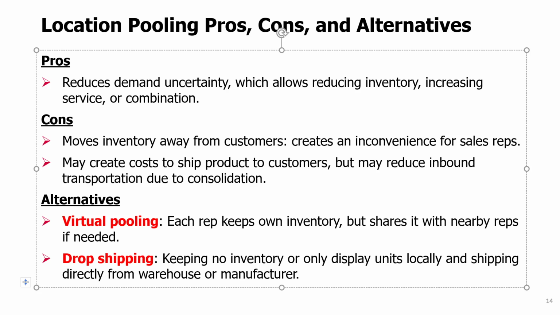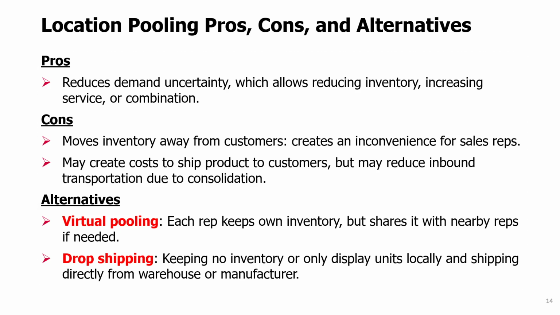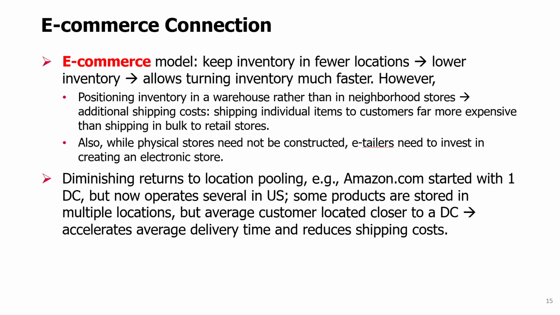Another idea is drop shipping. Drop shipping just keeps no inventory in territories or in local locations, and just displays units perhaps, and then ships directly from a warehouse or directly from a manufacturer. Of course, this has other disadvantages, but it can also provide an equivalent of location pooling. Of course, an extreme case of location pooling is the e-commerce model.